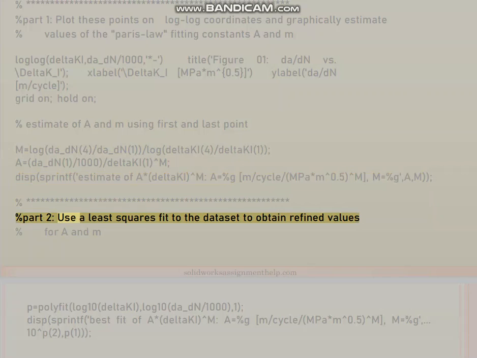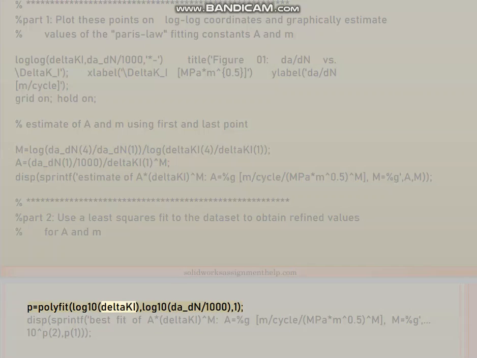Part 2: use a least squares fit to the dataset to obtain refined values for A and m. SolidWorks assignment help.com. p equals polyfit of log10 delta Ki, log10 of da_dn over 1000, 1. Display: best fit of A times delta Ki to the m, A equals %g m/cycle per MPa m^0.5, m equals %g, comma 10 to the p(2), p(1).